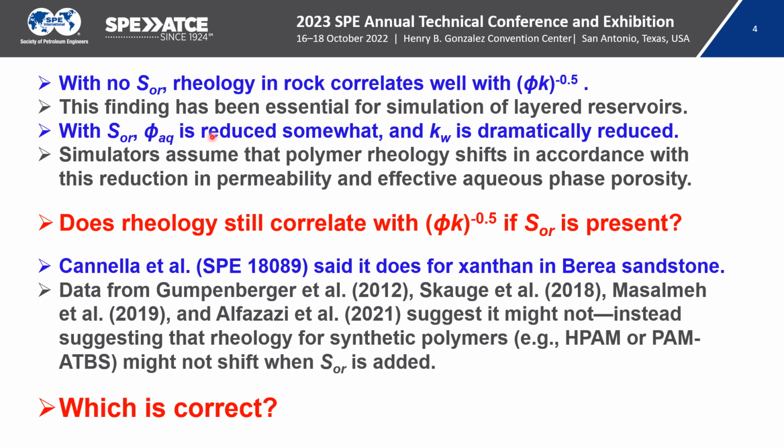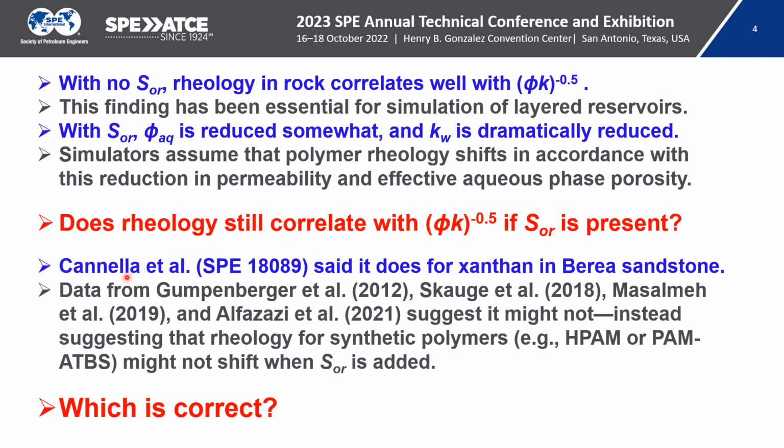Now, of course, we know that if oil is present, that's going to reduce the effective aqueous phase porosity some, but it's going to dramatically reduce the permeability to water. And what simulators have simply done over the past 50 years is to just assume that the polymer rheology in porous media is going to just shift in accordance with whatever reduction in permeability and aqueous phase porosity is caused by the presence of the oil. So that raises the question then, if oil is present, is this square root of permeability porosity relationship really valid?